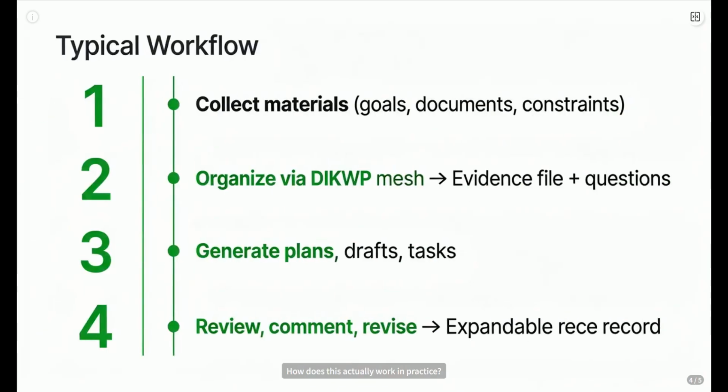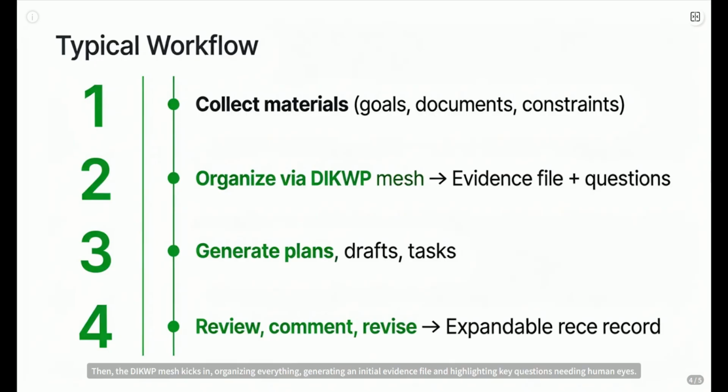How does this actually work in practice? Imagine starting with all your bits and pieces, source documents, user goals, safety constraints, task records. Step 1, feed them into the system. Then, the DIKWP mesh kicks in, organizing everything, generating an initial evidence file and highlighting key questions needing human eyes. From there, you generate plans, draft explanations, maybe compare different approaches. Reviewers jump in, check the evidence, add their insights, correct assumptions, and importantly, record why they made a change.